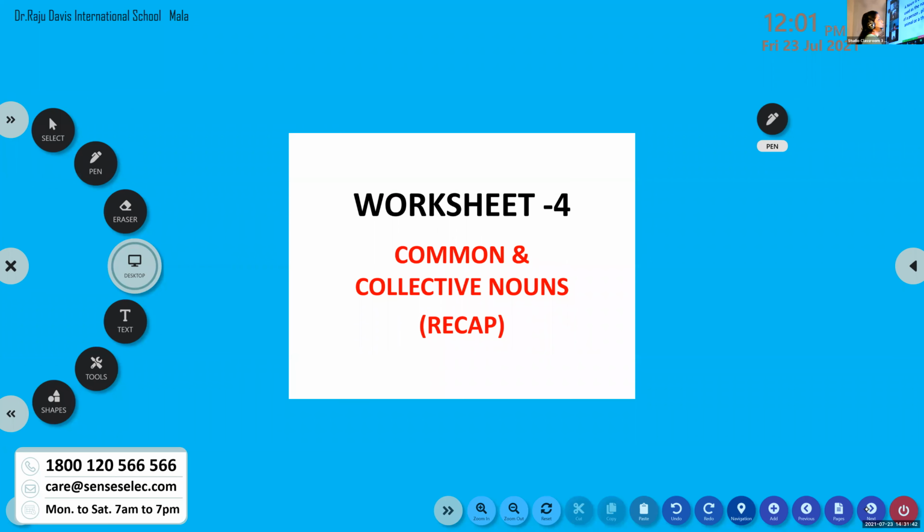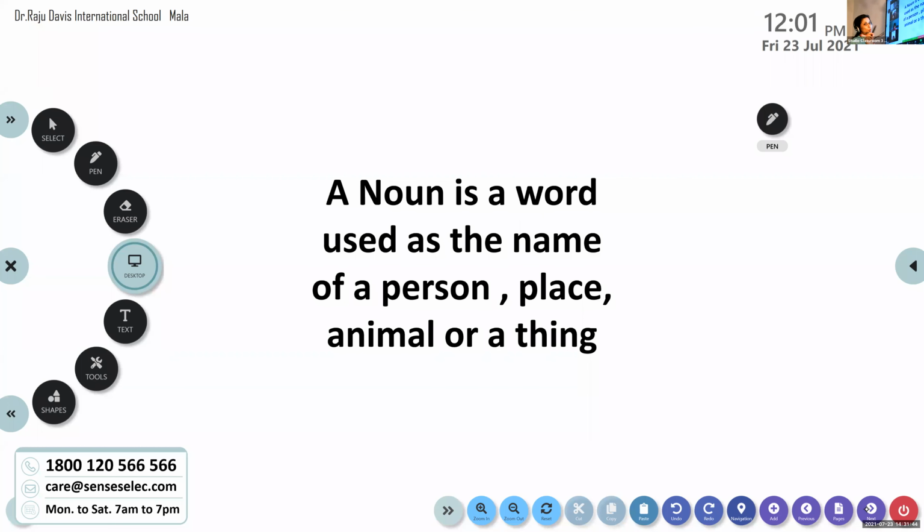So after the revision, we'll move on to the worksheet. So we know that a noun is a word used to name a person, place, animal, or a thing. So a noun is a word that names a person, place, animal, or a thing.